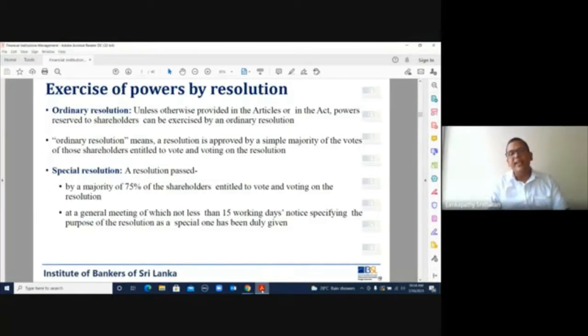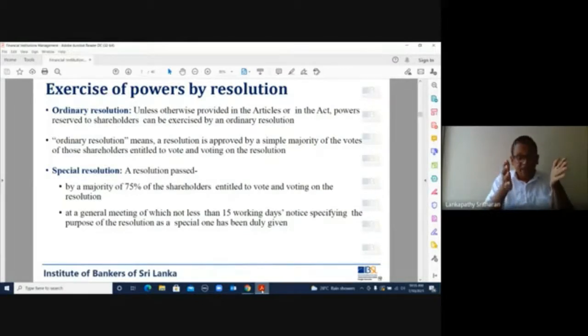And the special resolution means a resolution passed by a majority of 75% of the shareholders entitled to vote and voting on the resolution. You may ask what the circumstances are. I think in the next slides we will see the circumstances in which a company has to pass a special resolution. For those circumstances, they have to pass a special resolution. What is a special resolution? It is more than 75% of the shareholders who are entitled to vote and voting on the resolutions. Sometimes some shareholders may be entitled but may not cast their vote. They don't vote at the meeting. So we have to consider this 75% based on the voting on the resolutions.